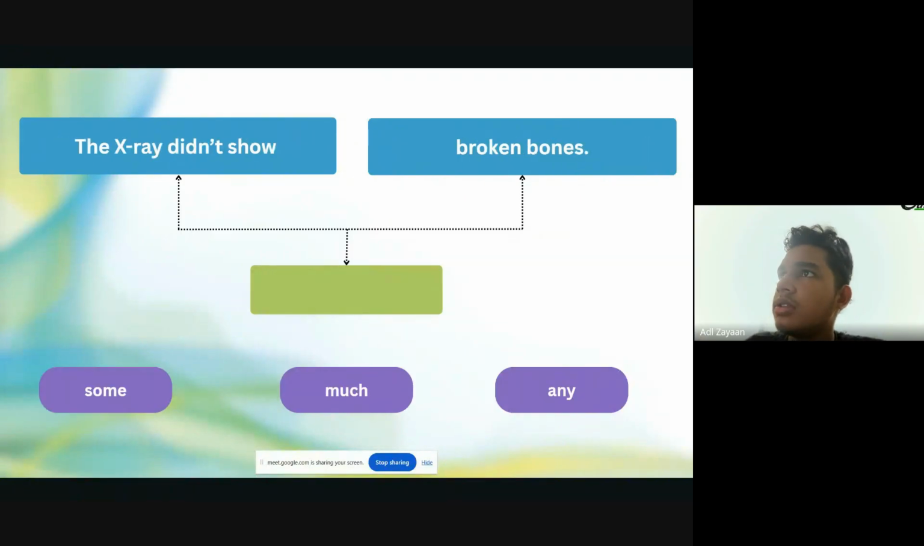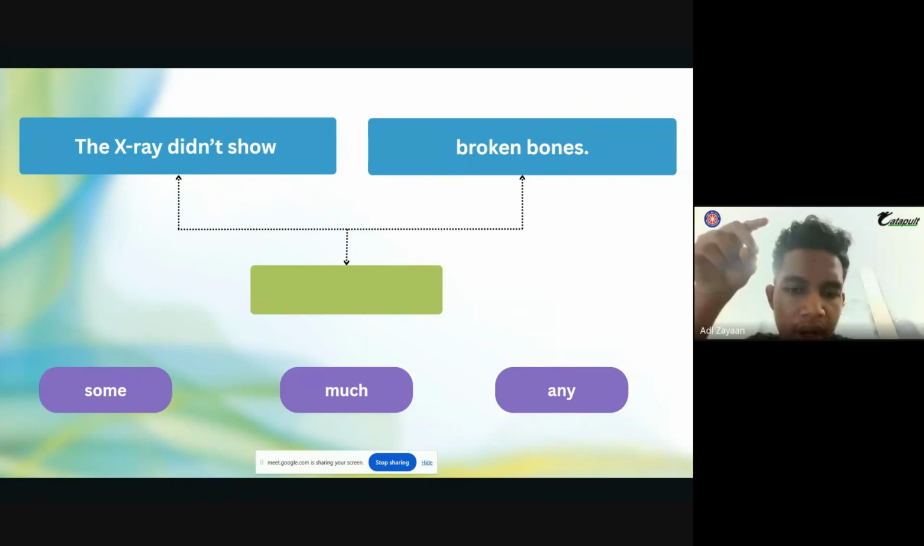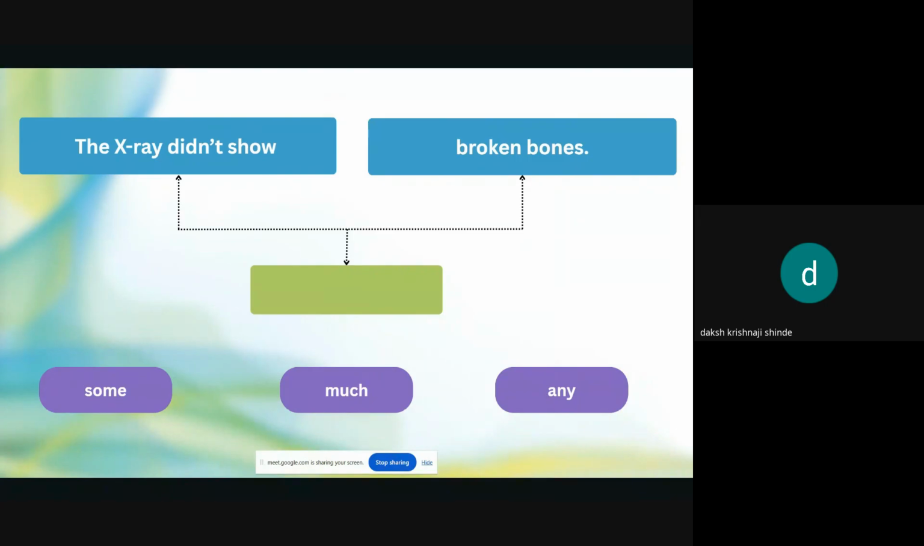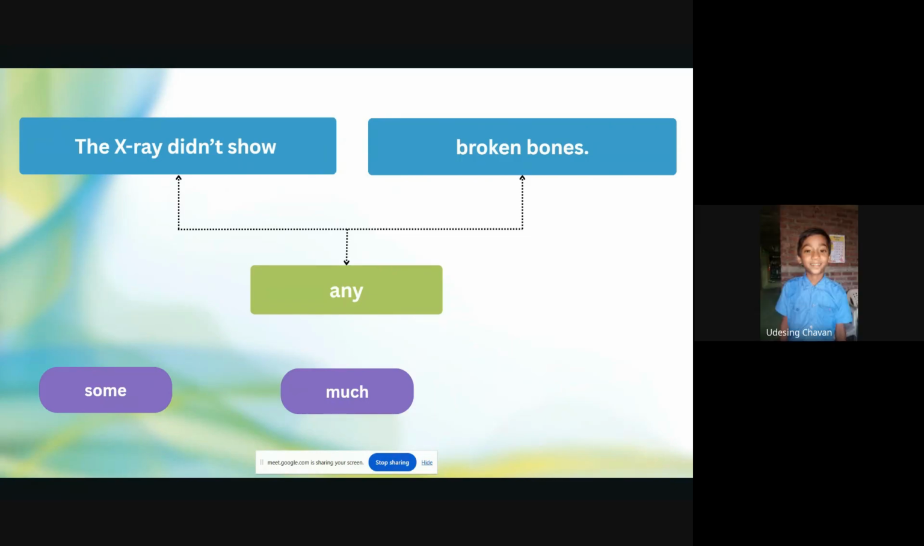Okay. The X-ray didn't show dash broken bones. Do you guys know X-ray? If you have a fracture in your bone, we will go and take an X-ray. If we take an X-ray, we'll get a picture, and in that picture we can know where all the fractures are. Any. Yes, correct. Any is the correct answer.